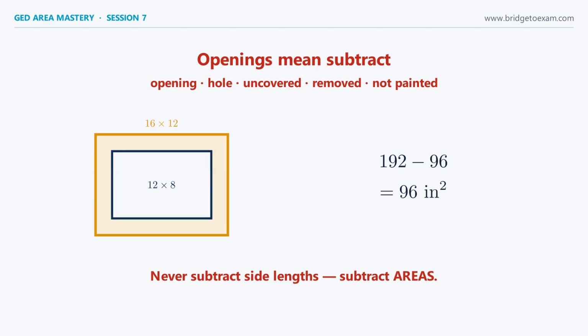Label first. Certain words always mean subtract. Opening, whole, uncovered, removed, not painted. A border works the same way. Outer area minus inner area. A picture frame is 16 by 12 outside with a 12 by 8 opening. Outer is 192. Opening is 96. The frame is 96 square inches. And here's the trap. Do not subtract the side lengths.